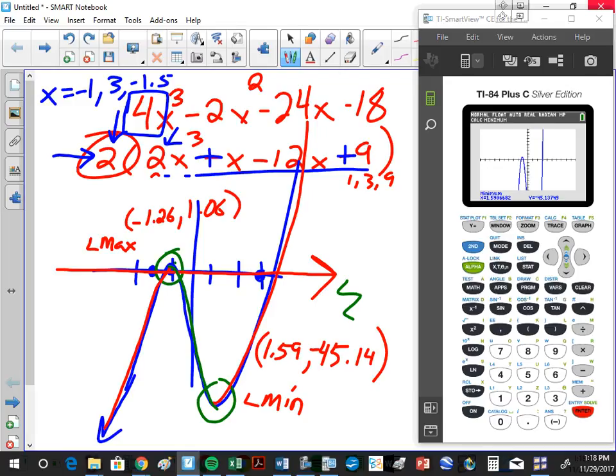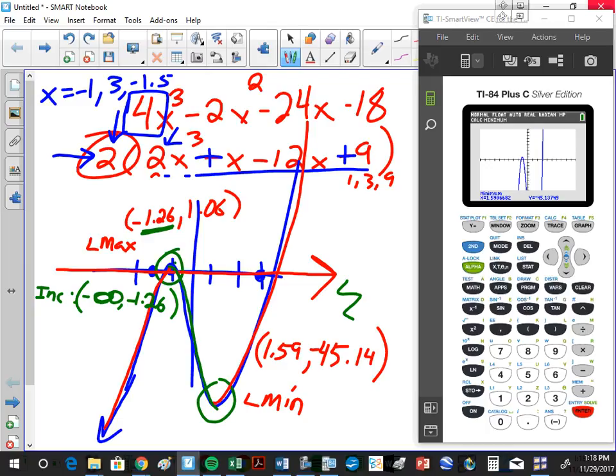So we need to split the x-axis into 3 time pieces. 2 of them represent time when the graph is going up, and 1 of them represents time when the graph is going down. So I could write increasing from negative infinity to this number, negative 1.26, and parentheses on both ends, right? Is it going up at negative 1.26?